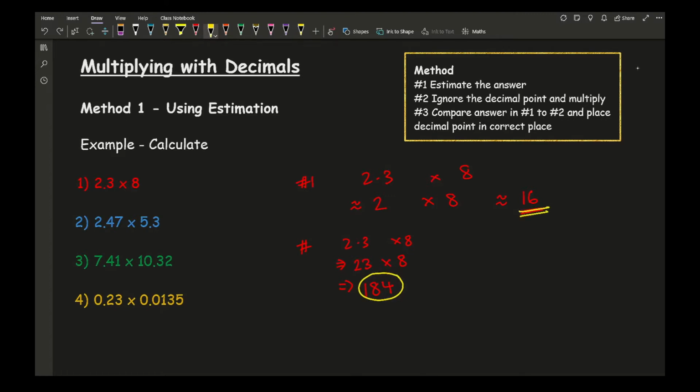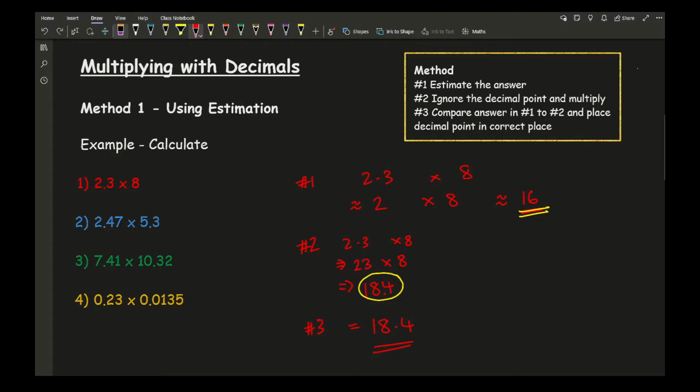Now I've got the digits of 184, but I want an answer that is close to 16. I need to put the decimal point somewhere where the answer is close to 16. So it's a case of where the decimal point is going to go. Well, it's going to go there. So step 3, the correct answer is 18.4. And there is my final answer.